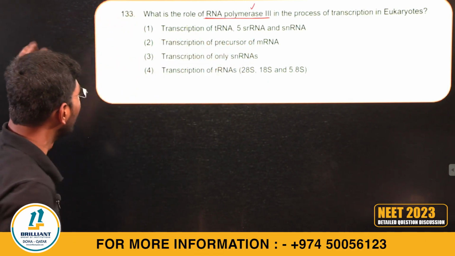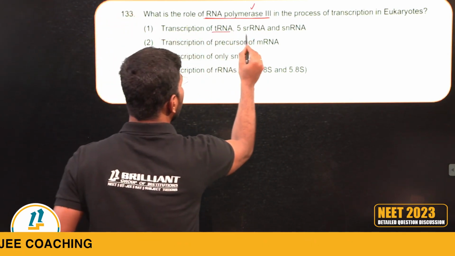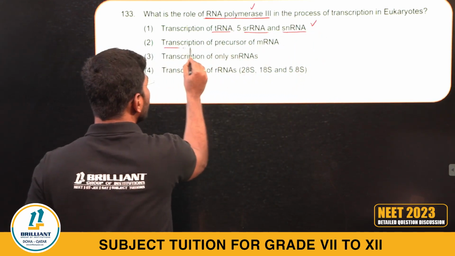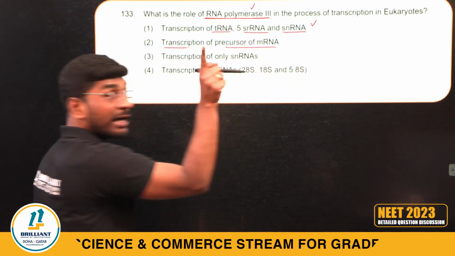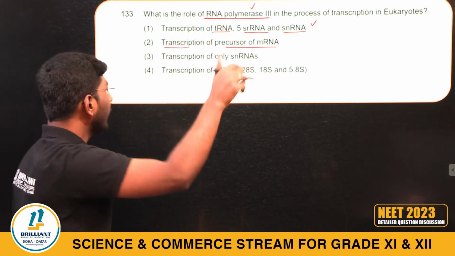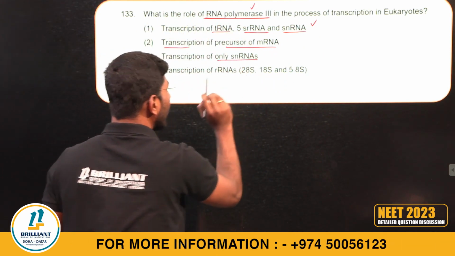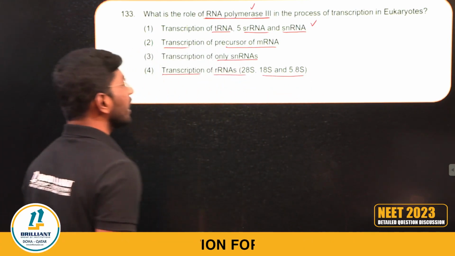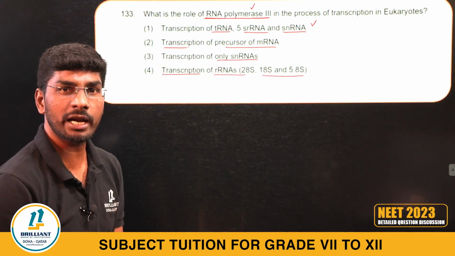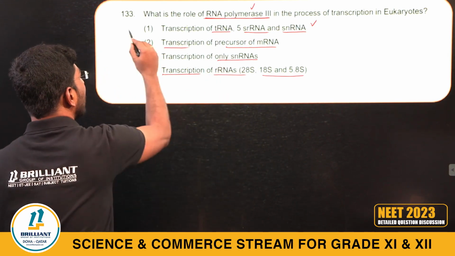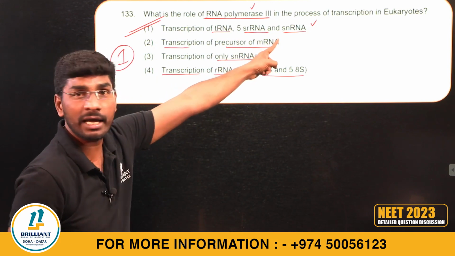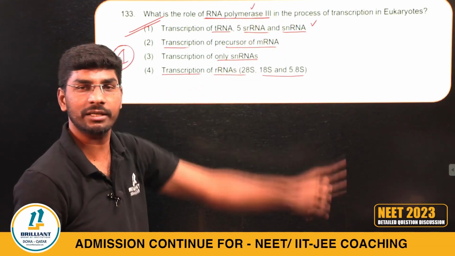Pick up the right answer here. Transcription of tRNA, 5S RNA, snRNA. It is right. Transcription of precursor mRNA is RNA polymerase 2, not 3. Transcription of only snRNA, or transcription of rRNA, 28S RNA, 18S RNA, 5S RNA is given. Tell me, transcription of what? tRNA, 5S RNA, snRNA is the right answer.